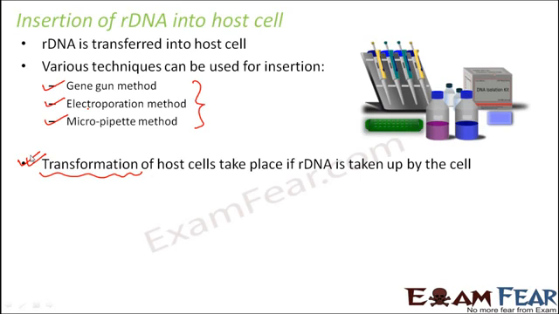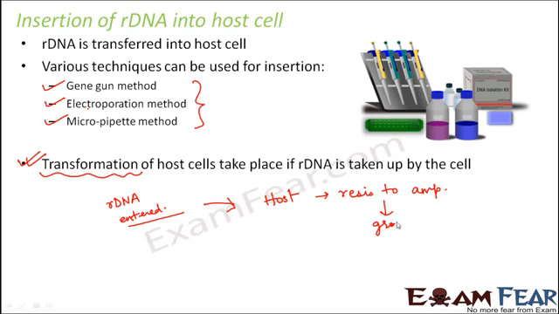If the recombinant DNA enters into the host cell, in that case the host cell will be resistant to ampicillin. So there is one option, that recombinant DNA has entered into the host cell. The other option is that it has not entered. If it has entered into the host cell, the host will be resistant to ampicillin, and if it is resistant to ampicillin, then the host cell will grow in ampicillin medium, because the ampicillin antibiotic will not affect it.